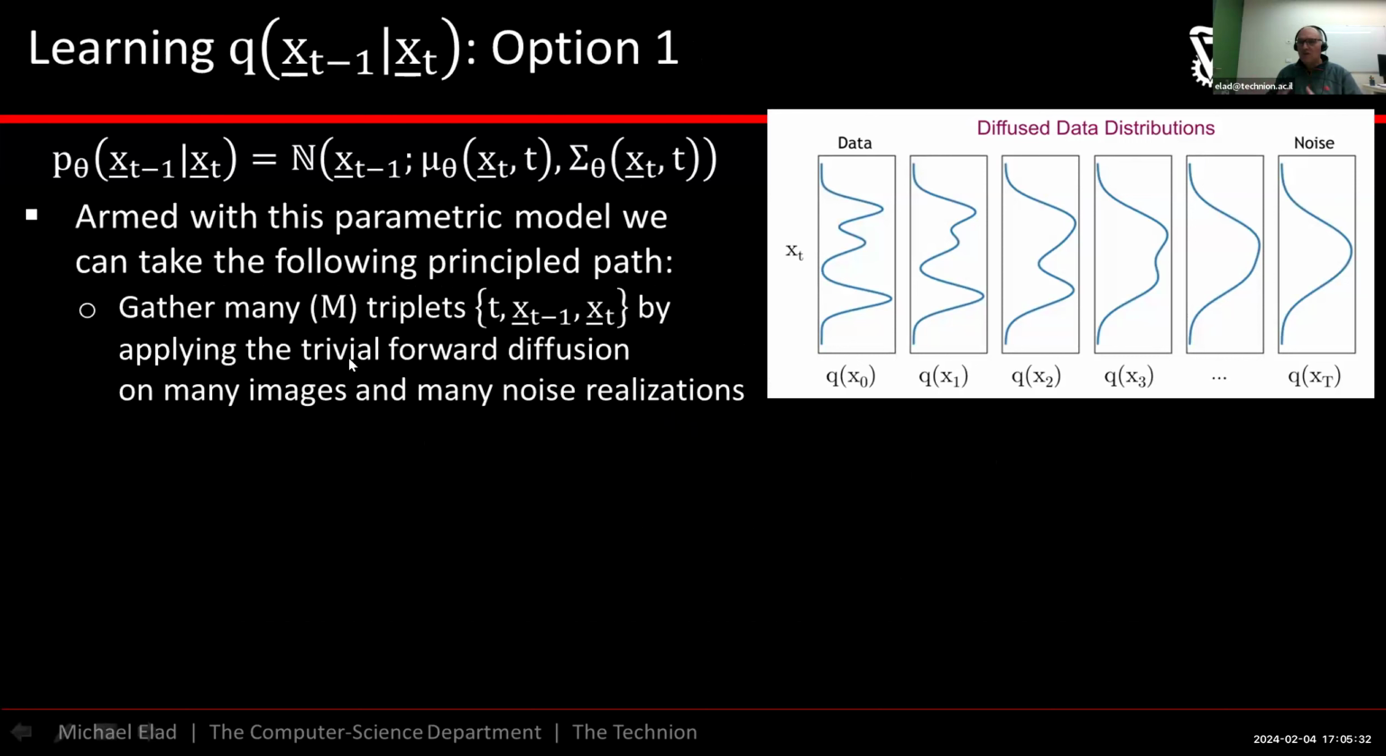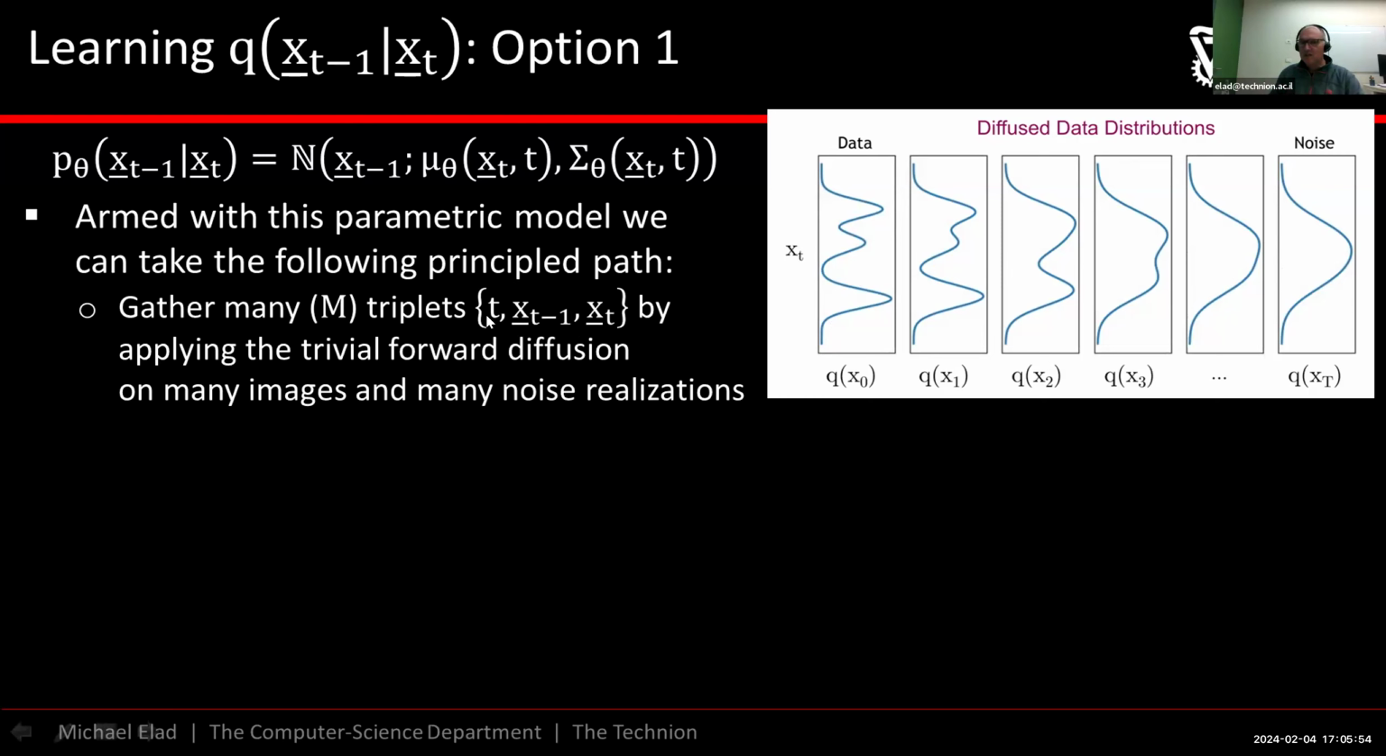Take 100,000 good-looking images. Each of them is an X0. And from each of them, create the complete path that goes forward. Okay? Going forward is trivial. I know exactly what to do. There is nothing to it. I can create all the time steps all the way to X capital T. So I'll have 100,000 such paths.